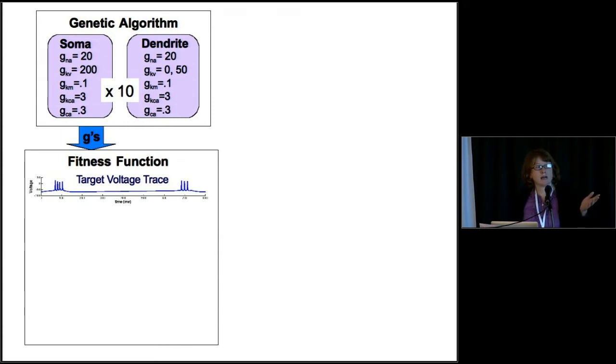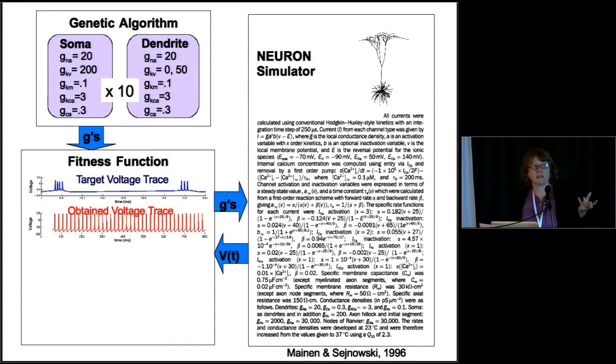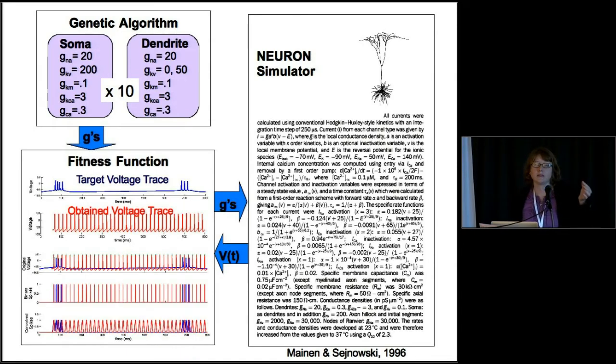Then I had a fitness function, which is a target voltage trace. This is the voltage trace from that layer 5 big pyramidal cell, and I simulated the behavior of these neurons using a NEURON simulator, so it takes into account all the biophysically realistic ion channels. The simulator takes the maximal conductances given by the genetic algorithm, sends back an obtained trace, and then those traces are lined up, and a fitness is calculated basically by taking the peaks of the spikes. So only spike time is important here, not the subthreshold currents. And this whole thing iterates just like a genetic algorithm.